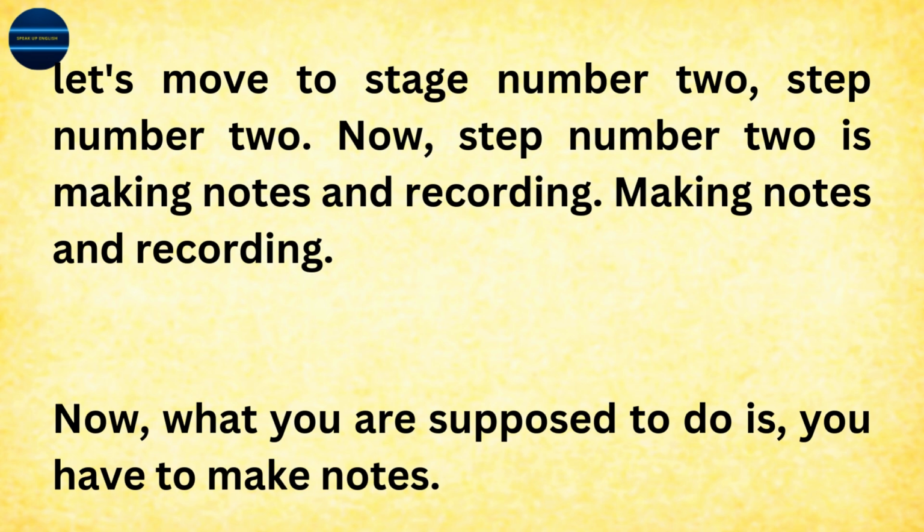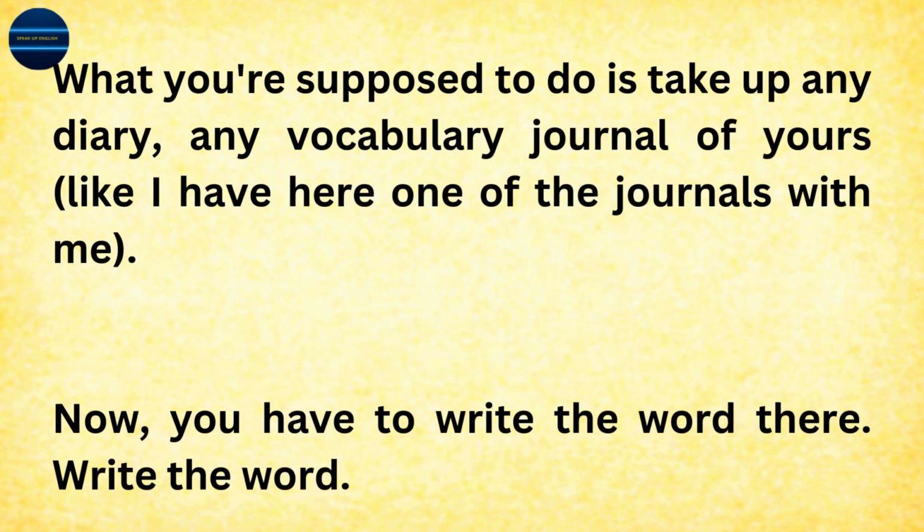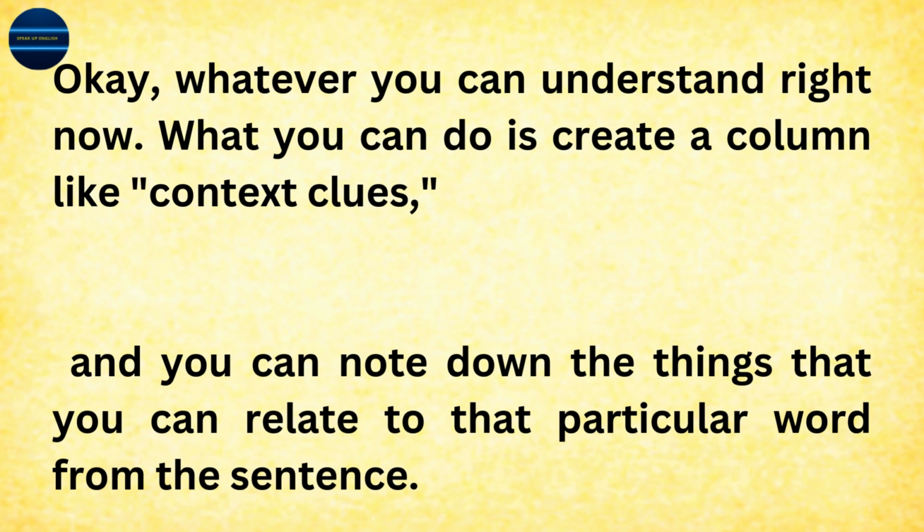Now, step number 2 is making notes and recording. Now, what you are supposed to do is you have to make notes while you are understanding the context and everything. For example, you came across the word prospect. What you're supposed to do is take up any diary, any vocabulary journal of yours, like I have here one of the journals with me. Now, you have to write the word there. Write the word. Okay, whatever you can understand right now.